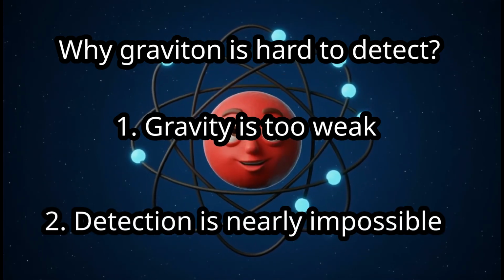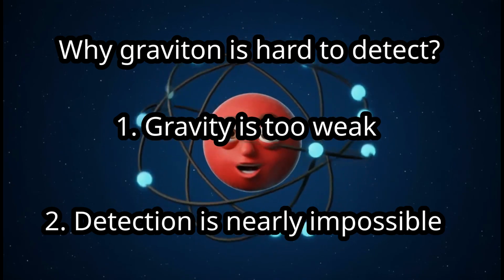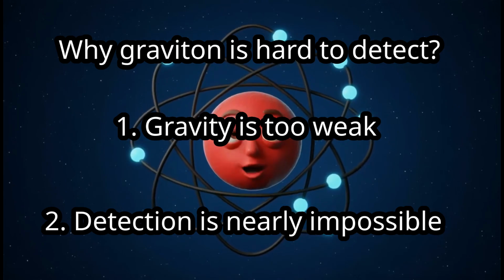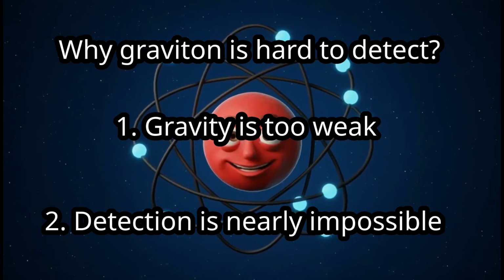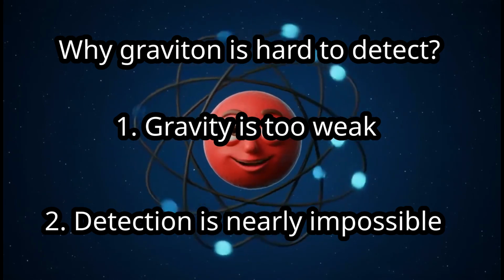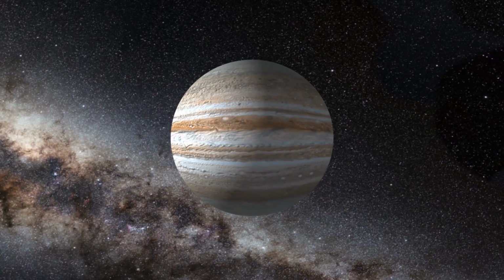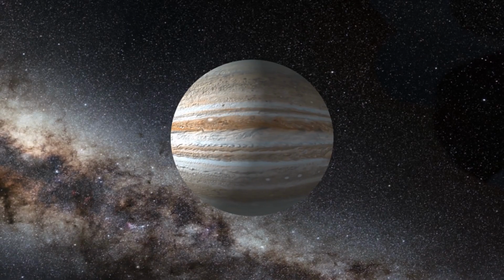Second, detection is nearly impossible. Because gravity is so weak, an individual graviton carries an infinitesimal amount of energy. To detect a single graviton, we would likely need a detector the size of Jupiter orbiting a neutron star, and even then it would take billions of years to see one.